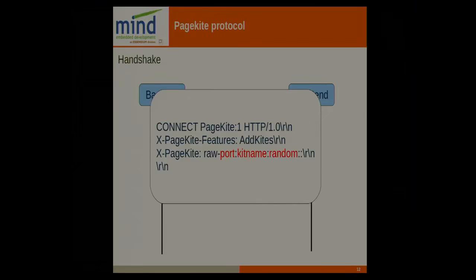So you have Pagekite saying, okay, we need a raw protocol. The port indicates the public port where your clients will connect to on the front end. And then you have the kite name, which is usually the DNS of the front end server, and then a random string.